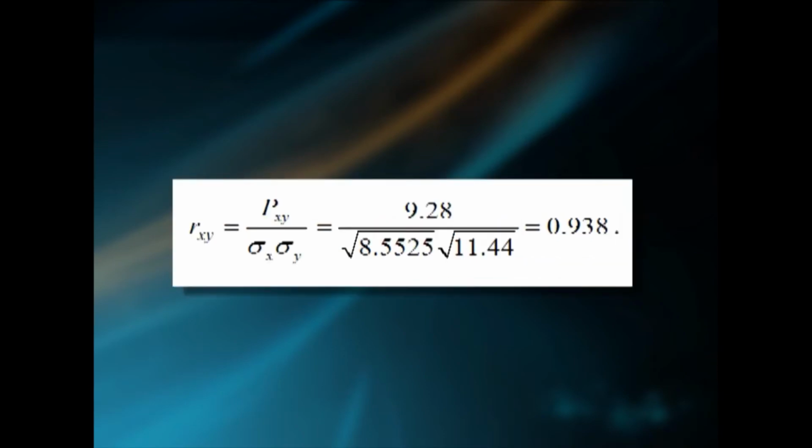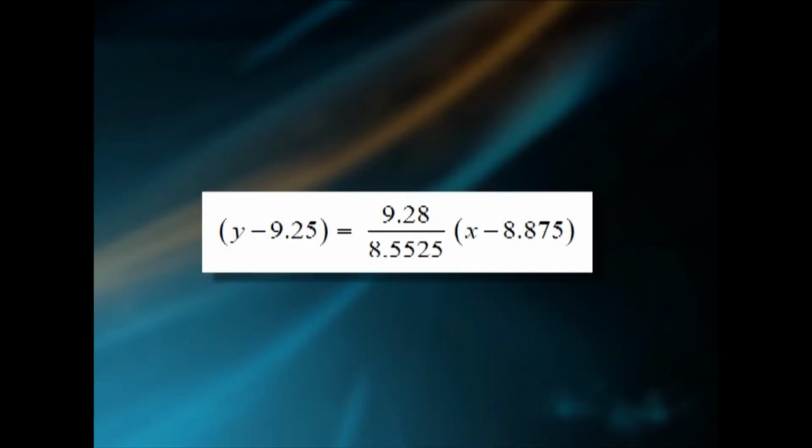Coefficient of correlation Rxy equal to pxy by sigma x sigma y, that is equal to 9.28 divided by square root of 8.5525 into square root of 11.44, that is equal to 0.938.